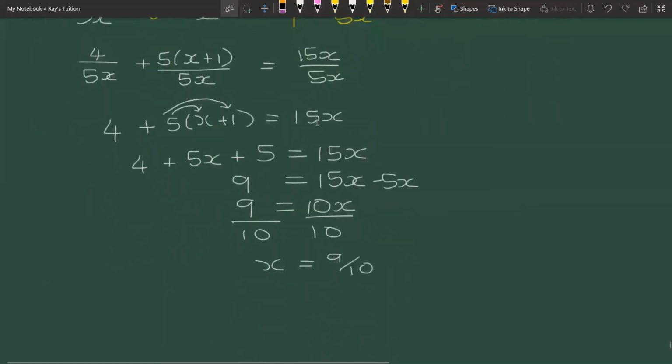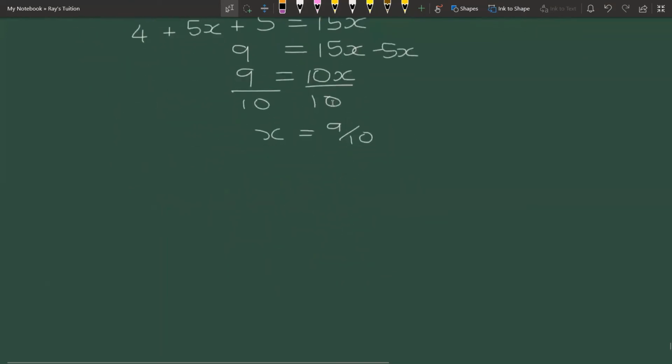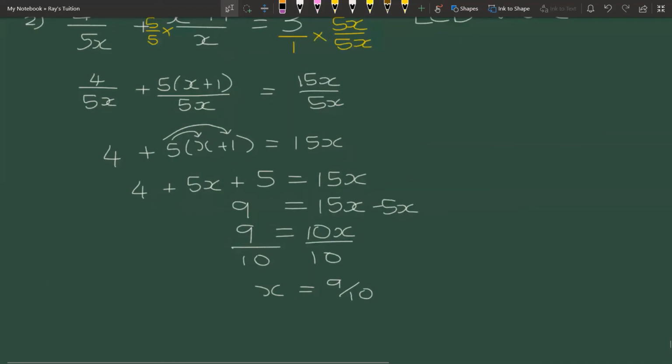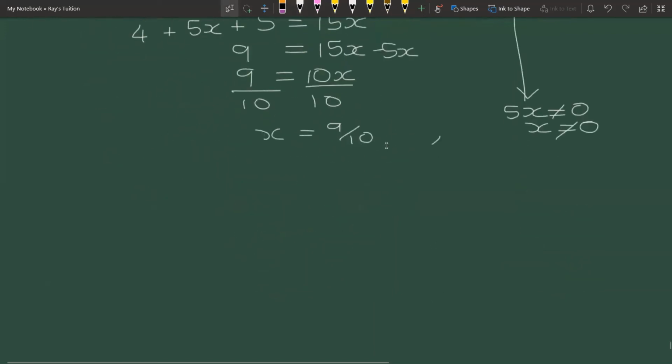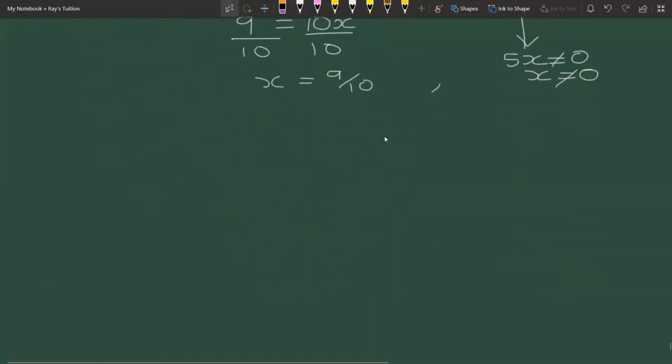Let us move on to the last one. Oh, before we do, sorry, you see I keep on forgetting, we have to state the restriction that the LCD is not equal to 0 because we can't have 0 in the denominator. So x cannot be equal to 0. So in addition to x being equal to 9 over 10, we know that x cannot be equal to 0.